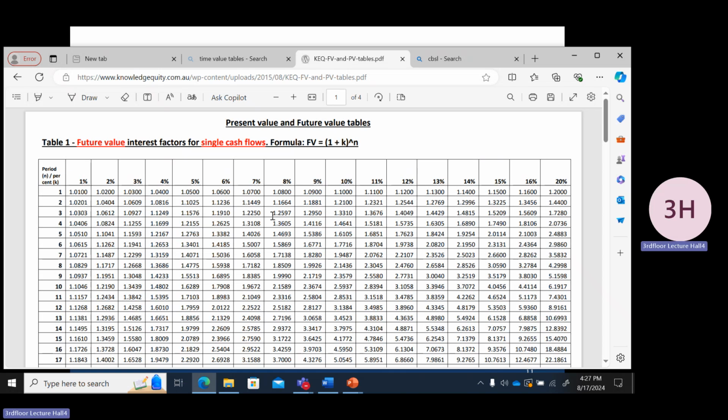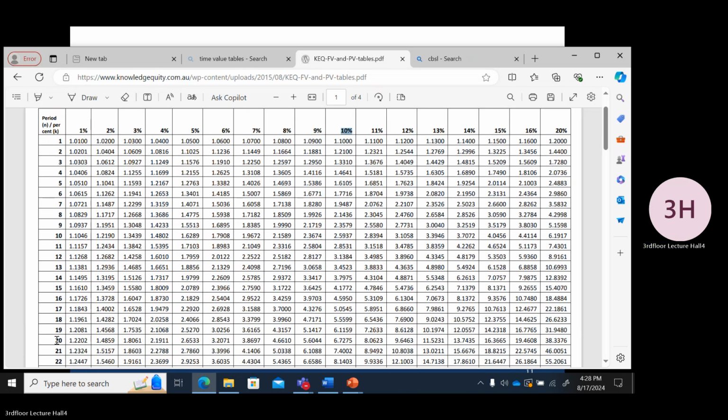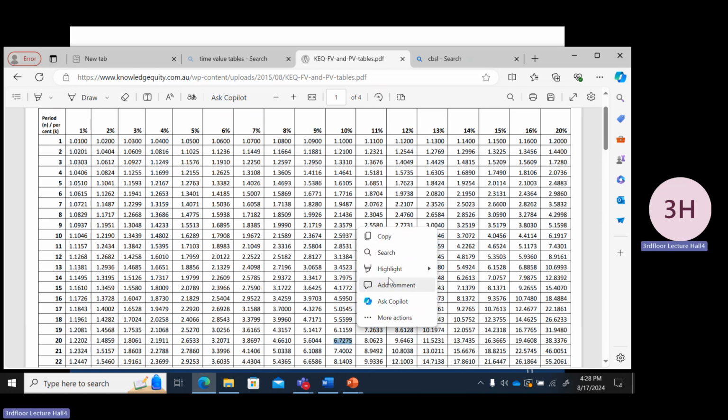Now, in our question, how to read this table? Very easy. Our interest rate is 10%. So you can see column-wise there are the different rates of return, and row-wise the periods, years. So what is the future value interest factor? This is 10% for 20 years. So this is the column, and you have to go down up to 20. What is the factor? It is 6.7275. So you should get the same answer.